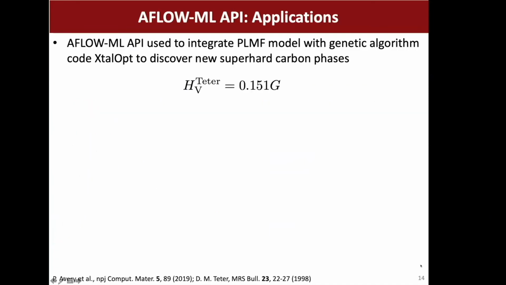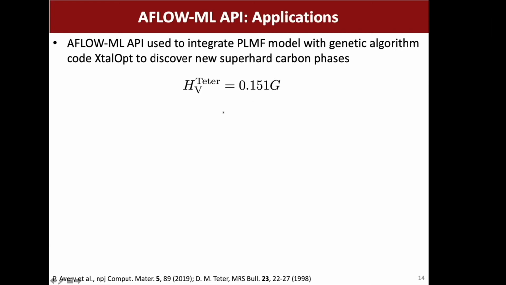So let's keep going. Okay, so here I'm going to give an example of where it was used. If you read this paper here, this NPJ Computational Materials, basically what we did was we integrated this AFLOW-ML API to use the PLMF model with a genetic algorithm called AFLOW-GA to discover new superhard carbon phases.